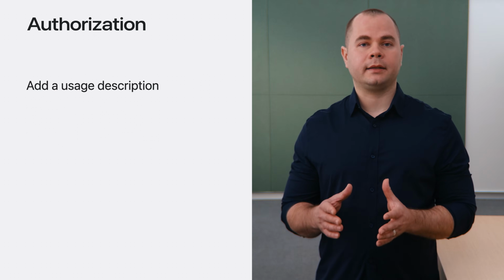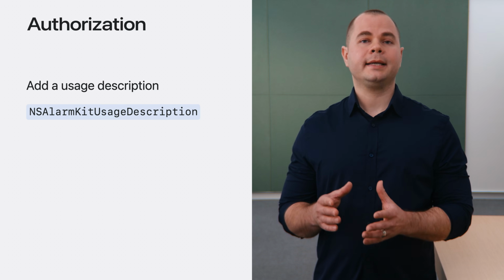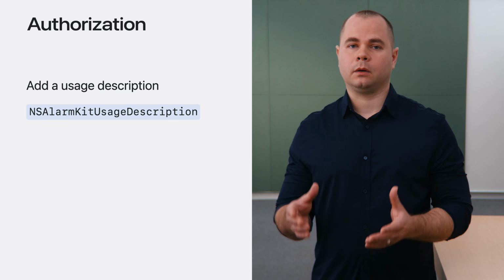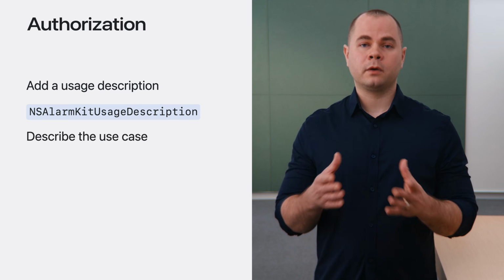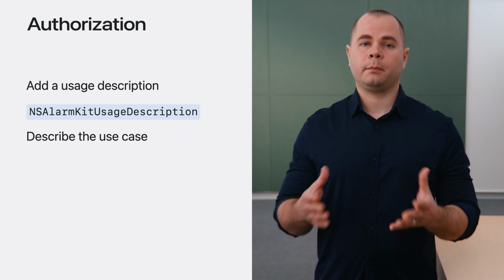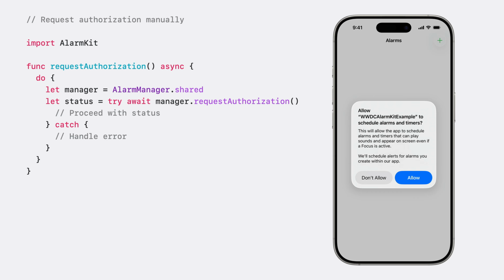Setting up authorization is simple. You just need to add an AlarmKit usage description to your app's info plist explaining the use case for presenting alarms. Provide a short and descriptive explanation of how your app will be using alarms to help people make the best decision. To request authorization manually, you can use the Alarm Manager Request Authorization API. If a choice has not previously been made, a prompt will be shown containing the usage description.